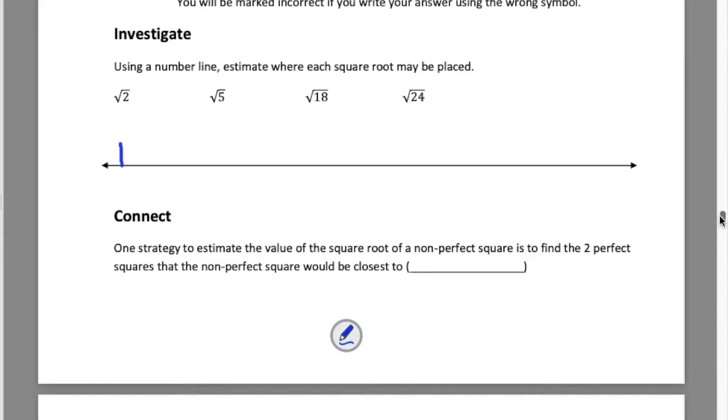Okay? So I'm just going to start on the left side of my number line. I'm going to say that this is 0, and then 1, 2, 3, 4, and 5. So I'm going to lay that out just like so. I put my whole numbers on the bottom.